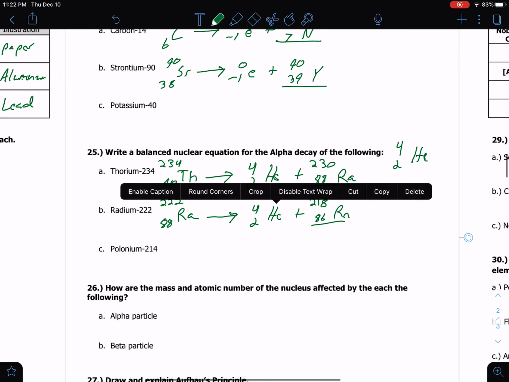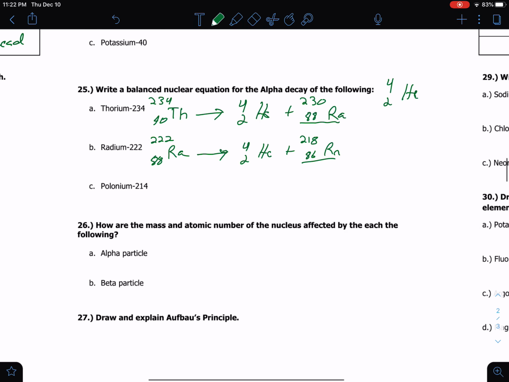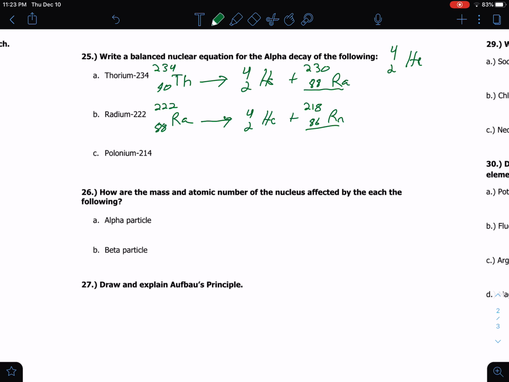Okay, so let's move on to the next. Okay, number 26. How are the mass and atomic number of the nucleus affected by each of the following particles?